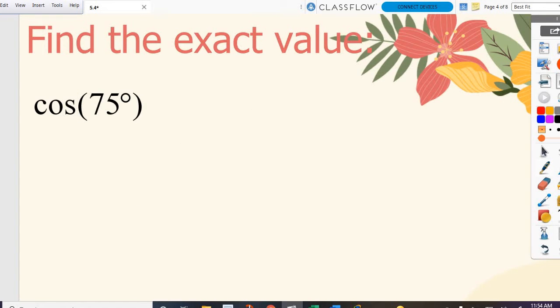So this time we have cosine of 75. So are there two things that we could add or subtract from our unit circle that give us 75 degrees? 90 minus 15. But 15 isn't on our unit circle. In general we want to try and do something that is on our unit circle. So what? 30 plus 45. We could do 30 plus 45 instead.